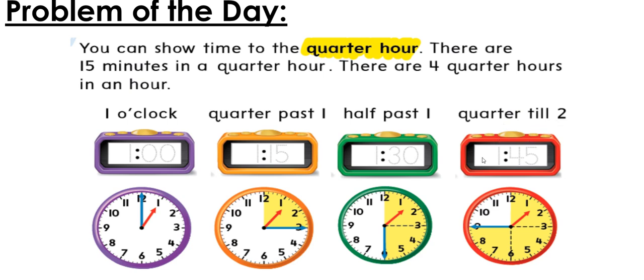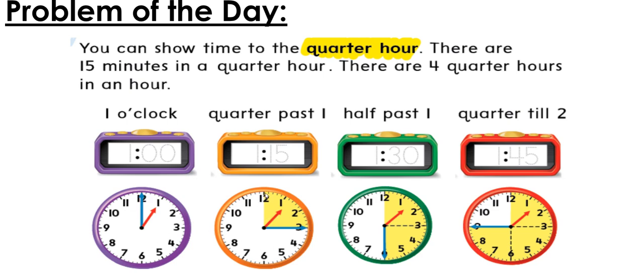1:45. That's a great job. Thank you so much. And now, let's look at the analog clocks. We have the hour hand pointing at 1 and the minute hand at 12 to show 1 o'clock.